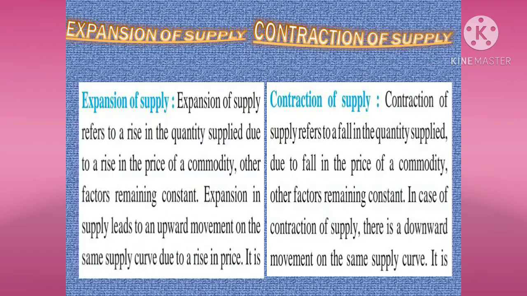First, expansion of supply. Expansion of supply refers to a rise in the quantity supplied due to a rise in the price of a commodity, other factors remaining constant. Expansion in supply leads to an upward movement on the same supply curve due to a rise in price.